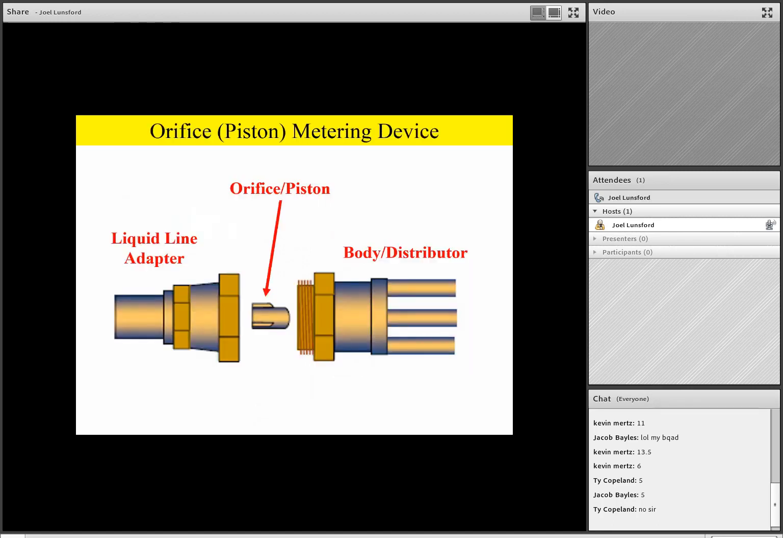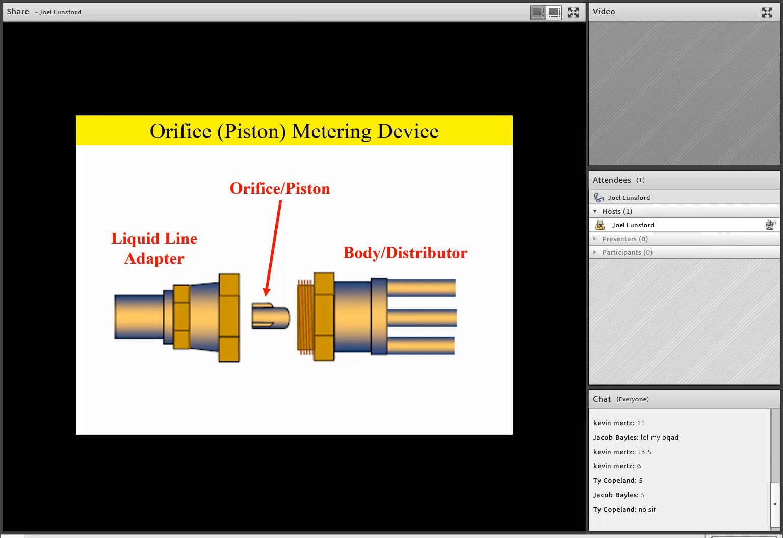Another type of metering device that's very common in our industry is called an orifice or a piston type of metering device. The orifice or piston metering device is an extremely simple device. It's simply nothing more than a piece of brass with a hole drilled in it. As you take a look at your graphic at this time, you'll notice a liquid line adapter bolts onto the body or to the distributor that feeds the evaporator coil. Inside that assembly, you'll find the orifice or the piston. Now, please note that the piston has a tapered end on one end. It has to go towards the body of the distributor.